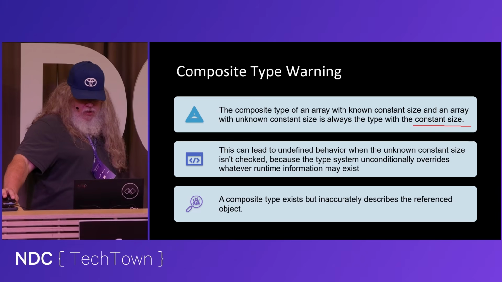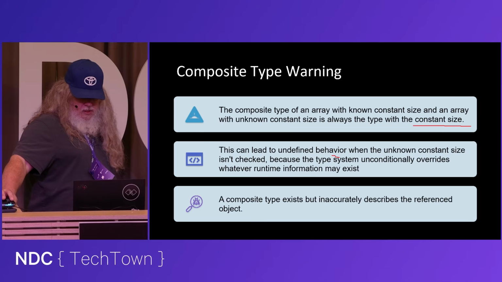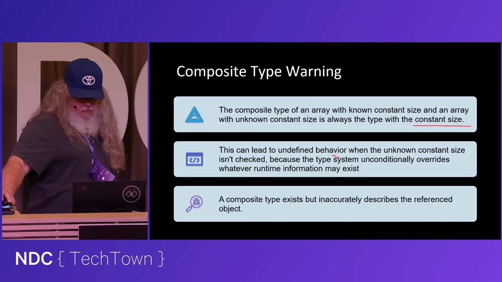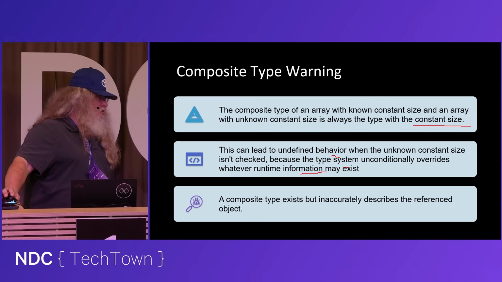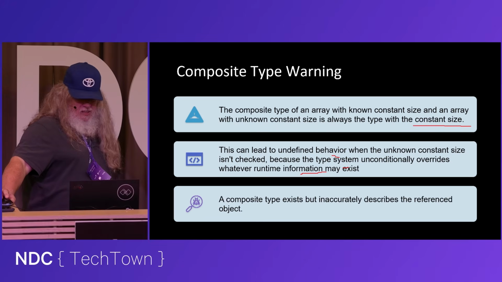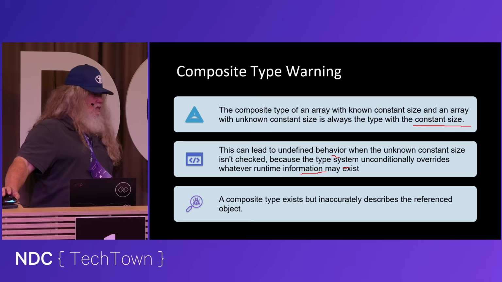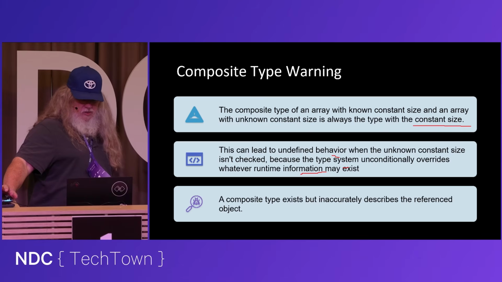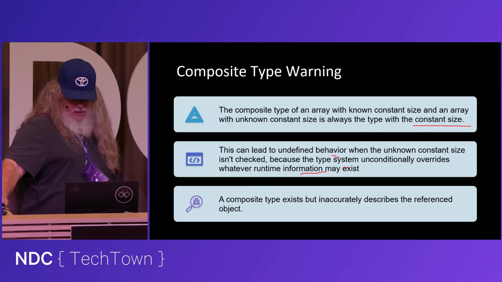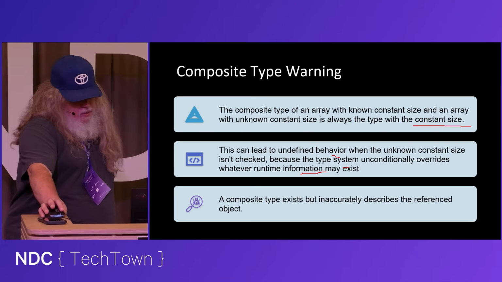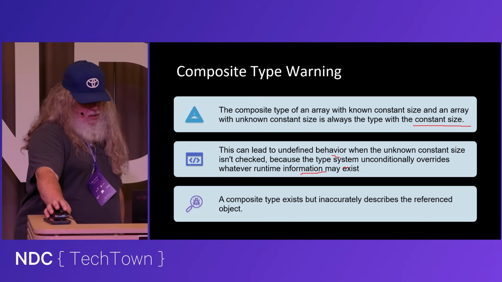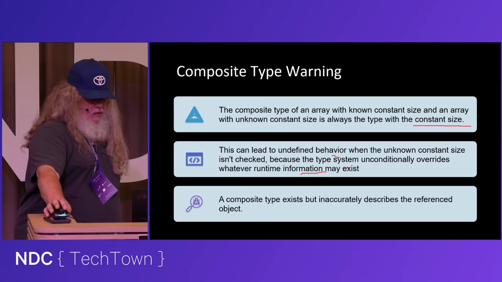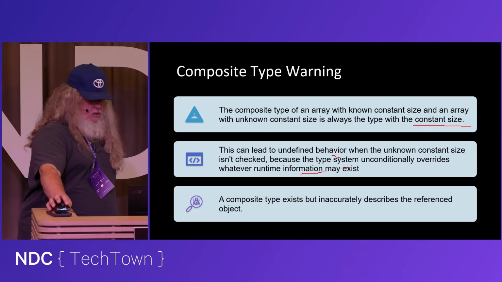So this can lead to UB when the known constant size isn't checked, because really the type system pretty much will give up and trust whatever you tell it is the case. It'll just sort of go along with it and say, sure, let's assume that the other array here is the same size. So in that case, if they are different sizes, we'll have a composite type, but that composite type won't accurately describe the actual object.